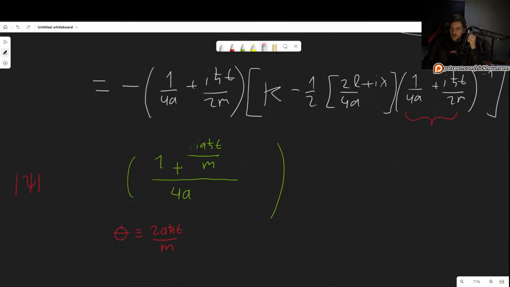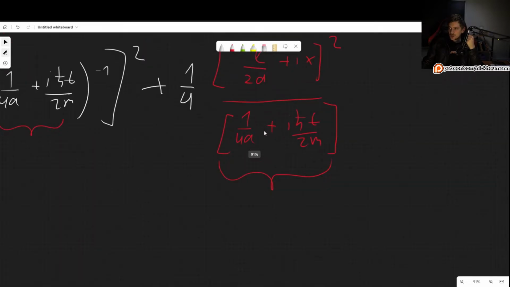So plugging theta in here, we get 1 plus i theta. And now we can simply rewrite this up here. So this is 1 plus i theta, and this is minus 1 over 4a. And the same thing we do up here, where we also have this. So this is simply 1 plus i theta, and this is 1 over 4a. But 1 over 4 divided by 1 over 4a is simply a.